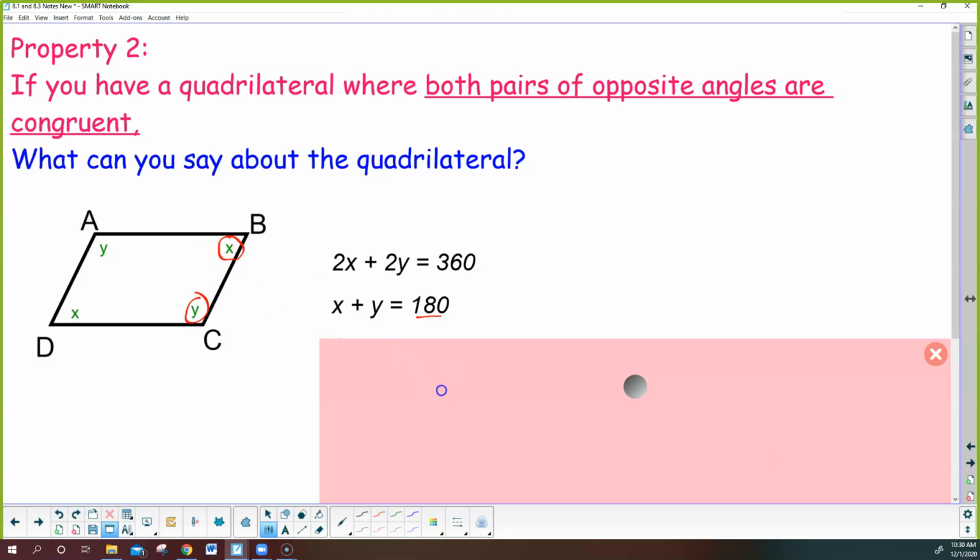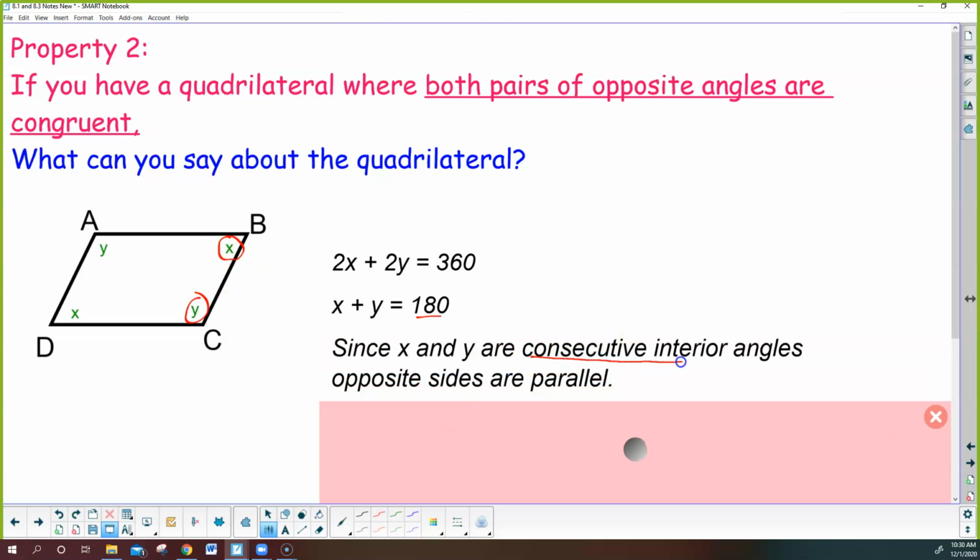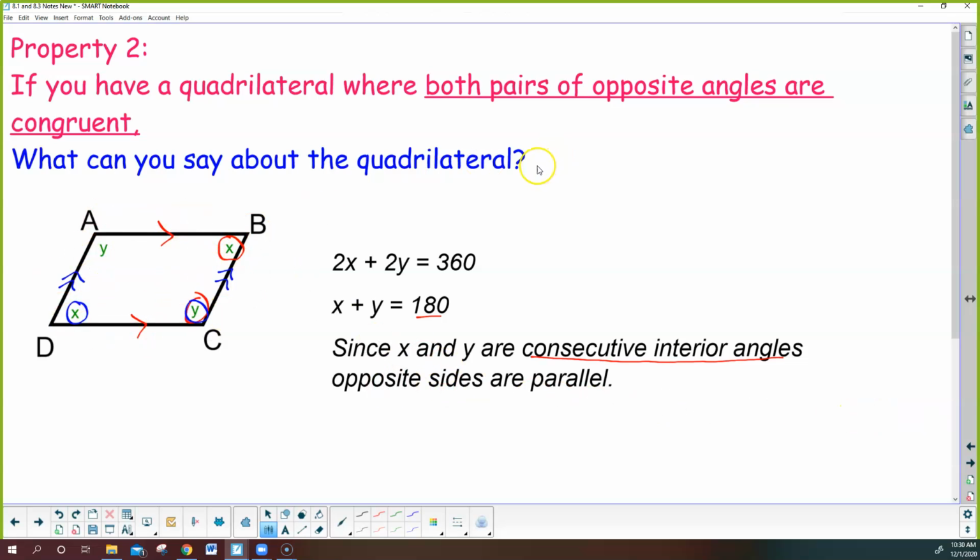Wait a minute, aren't those consecutive interior angles? If consecutive interior angles are supplementary, that means that opposite sides are parallel. Wait a minute. Isn't this X plus this Y also consecutive interior angles, and they add up to 180? We algebraically kind of showed that. So now opposite sides are parallel. So here's another property. If you know that opposite angles are congruent, then our shape is a parallelogram, okay?